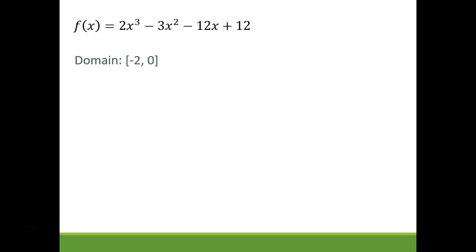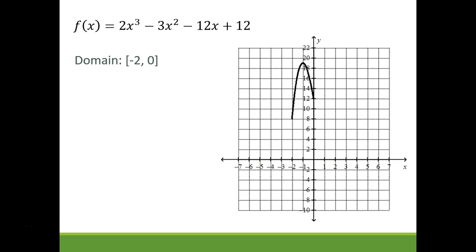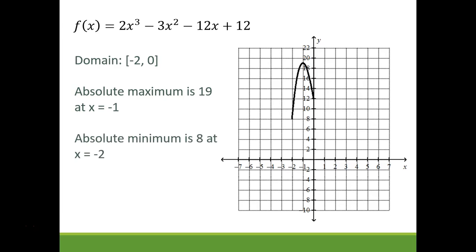What if we restrict the domain a little differently, and we say the domain is from -2 to 0? Well, now the graph would look like this. The absolute maximum value would still be 19, and it still occurs where x is -1. But now the absolute minimum is 8, and that occurs where x is -2.